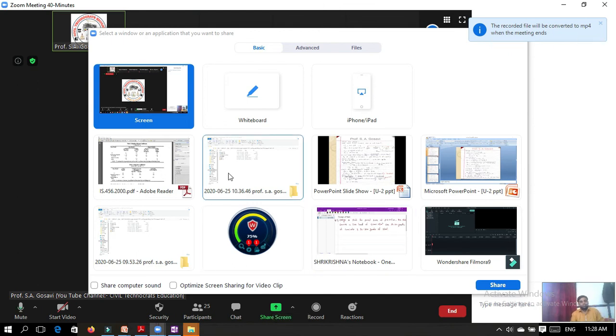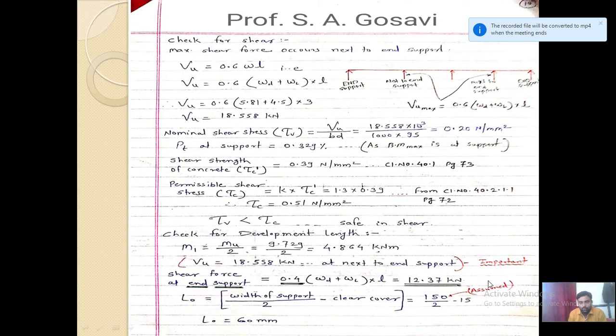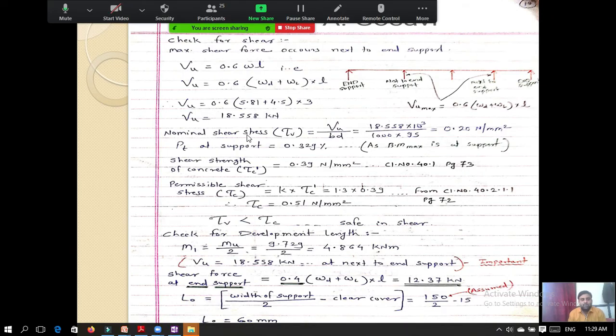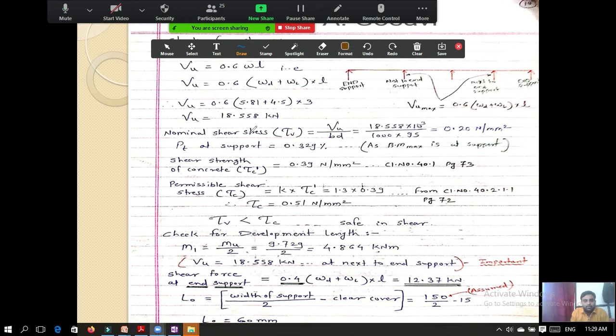So in the slide here, I will open this. Now see what is given here. The maximum shear force is Vu equal to 0.6 into (WD plus WL) into L. I have already told you the maximum shear force will exist over here at the support which is next to the end support.